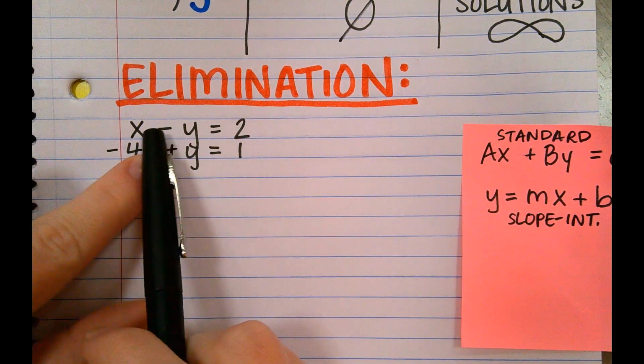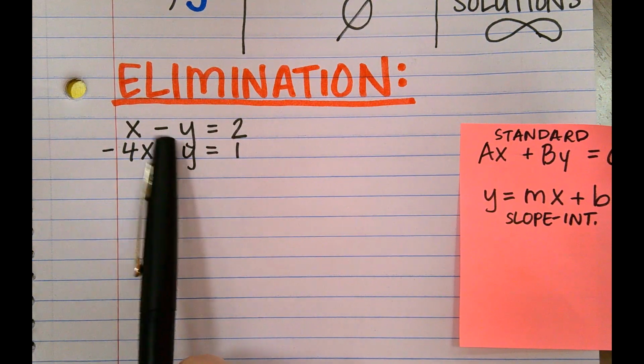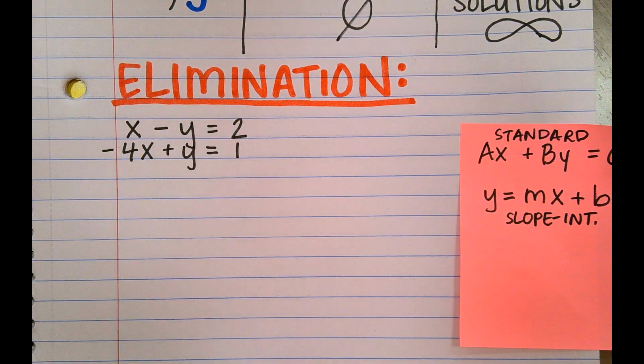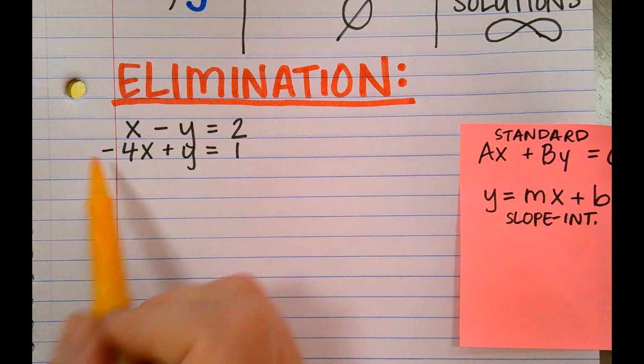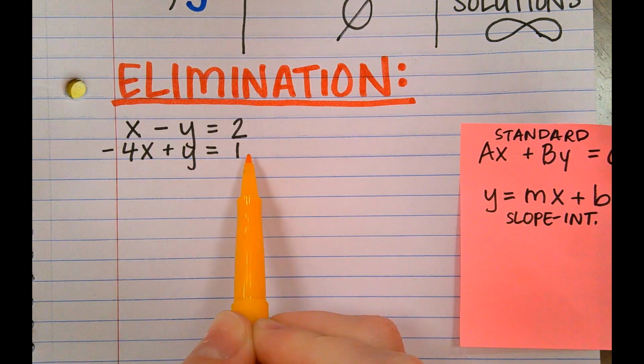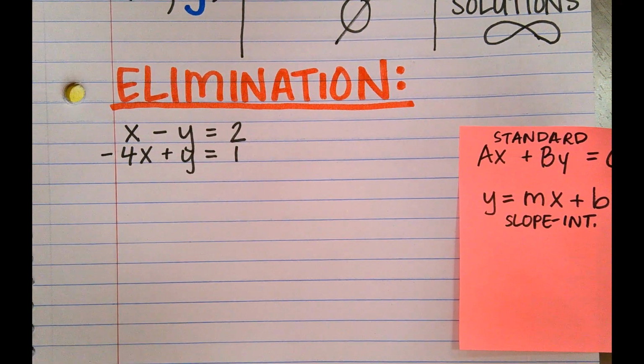If I look at just my first equation, x minus y equals 2, it doesn't look like there's anything that I could add to both sides that would cancel out one of my variables. There's nothing I could subtract. There's nothing I could multiply. There's nothing I could really divide. But what if I keep in mind that right here in my second equation, it says negative 4x plus y equals 1. That equal sign tells me that whatever is on the right side is equal to whatever's on the left side. It means they're the same thing.